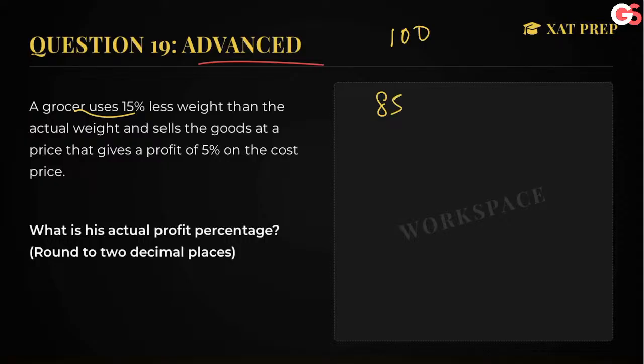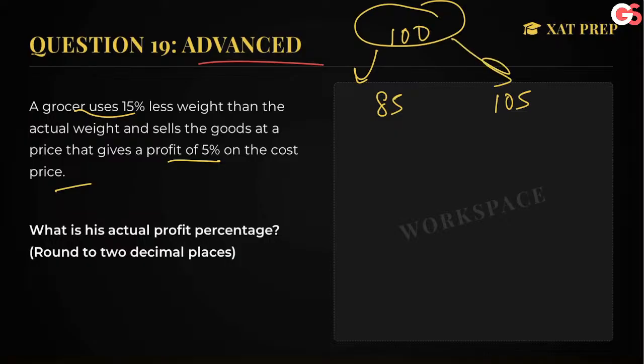अंकित, समझा दूंगा फिर से. And sells the goods at a price that gives a profit of 5% on the cost price. मतलब वो 105 में बेच रहा है. इसको समझो. 100 रुपए का सामान था, दिया उसने सिर्फ 85 का, पर लिया 105 रुपए. तो ओवरऑल 30 रुपए ले लिया उसने प्रॉफिट.